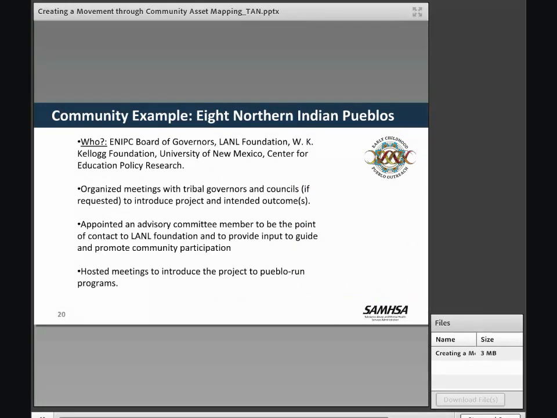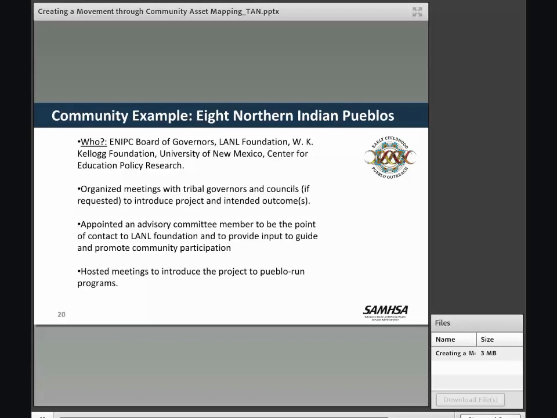So with 8 Northern Pueblos, they were working with the Relational Foundation, and they got some funding from the W.K. Kellogg Foundation. They were also working with another of their partners, the University of New Mexico Center for Education Policy Research. So they really did get a lot of support with their community asset mapping process. They got some support in just kind of facilitating the process. I think it was helpful being that they were 8 separate communities, 8 Northern Indian Pueblos.